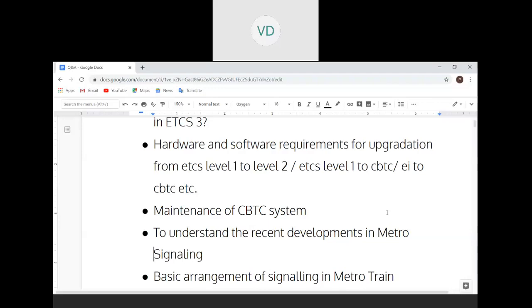The maintenance of the CBTC system, what does it mean? Now the metros are maintaining it through an AMC with the original supplier. That's what they are doing.